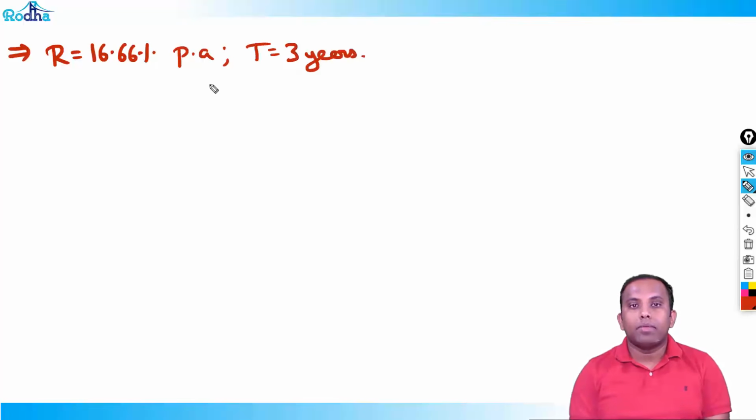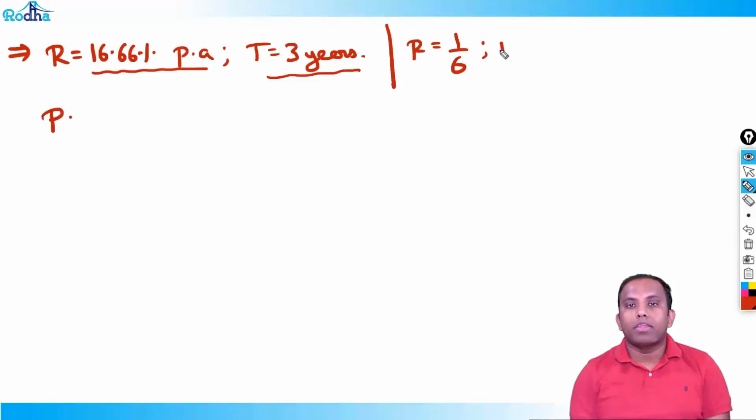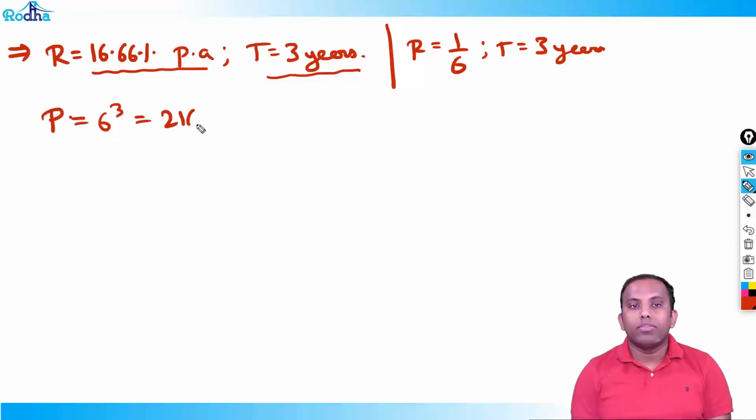Now see, I take one more example here. If the rate is 16.66% per annum, time given is 3 years, right? What principal I'll assume? Suppose this data is only this much. Rate means what? Rate is 1 by 6. And since time is 3 years, the principal I'll assume is 6 cube, that is 216 units.